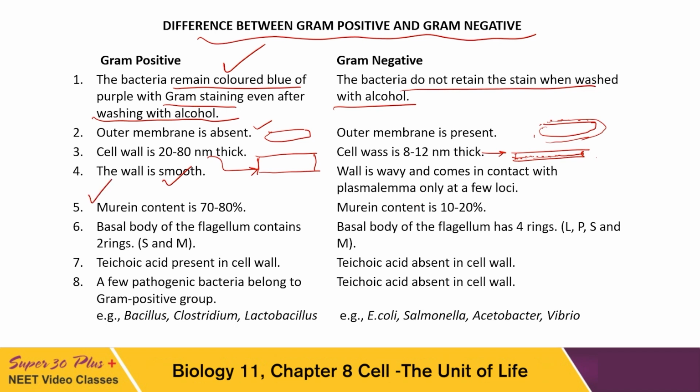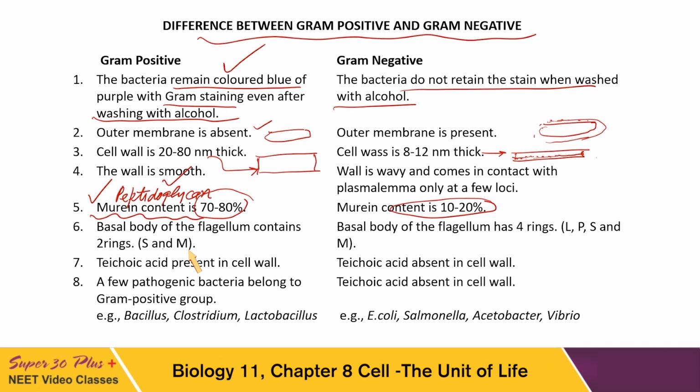Very important point: in the bacterial cell wall, murein or peptidoglycan is present. Peptidoglycan is found in the bacterial cell wall, but here the content of peptidoglycan or murein is very high, 70 to 80%, while the murein content here is less, only 10 to 20%. This additional information we have: the basal body of the flagellum contains two rings, S and M.